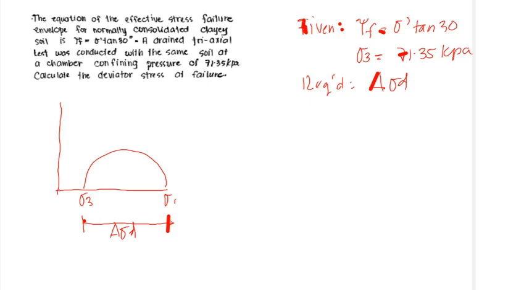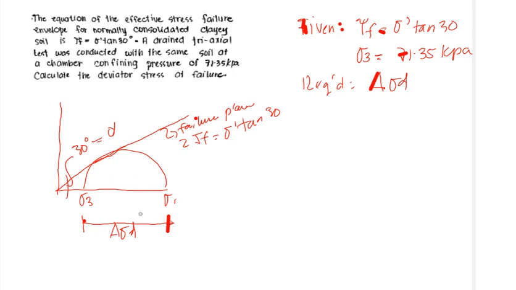So yung failure plane natin, since this is normally consolidated clay, ito yung magiging failure plane natin. That is given in the equation of tau f, that is sigma prime tangent of 30. Yung 30 degrees natin dito, that is our phi. Meron din tayong value ng sigma 3, that is equal to 71.35, from the origin. Yung normally consolidated din natin, yung C natin is equal to 0.